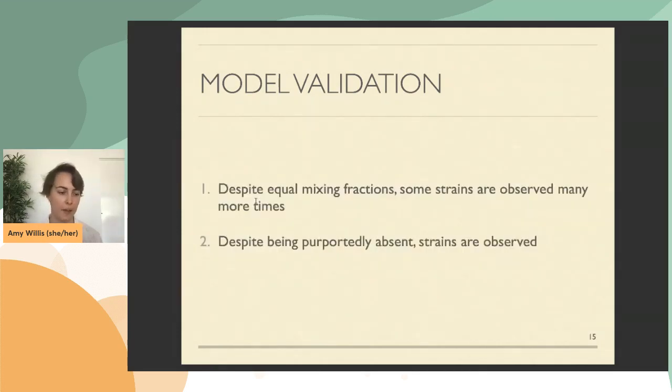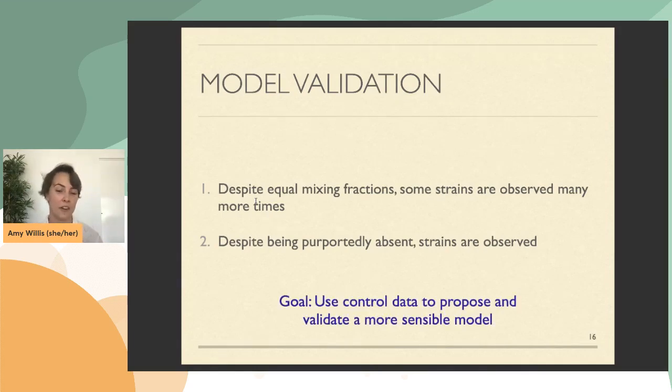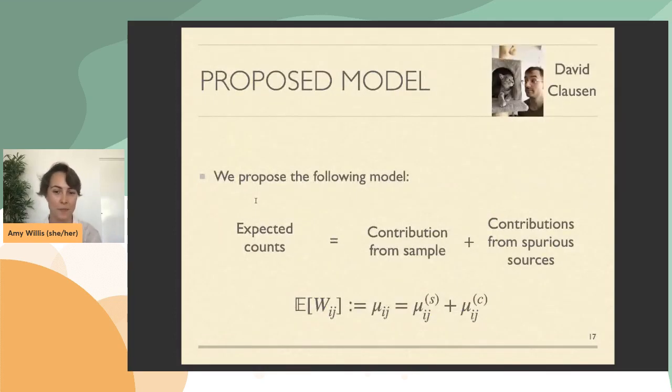I'll just say them one more time. What we see and what we learn from this mock community data is that despite equal mixing fractions, we observe some strains many more times than others. And furthermore, despite strains supposedly being absent, we observe them in those samples. Okay, so what we're going to be talking about for the rest of this time is using this control data to propose and then validate a more sensible model for microbiome data, quantitative microbiome data.